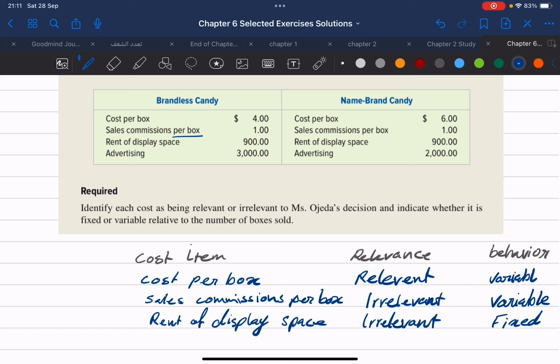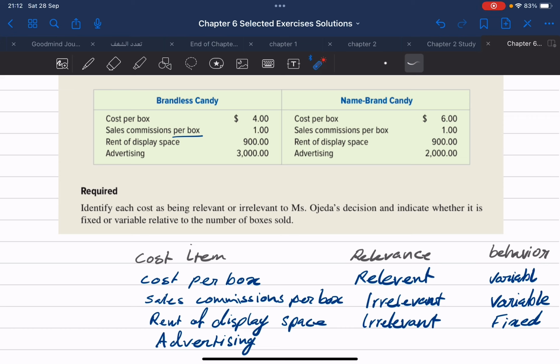Finally, for the last cost item, advertising, let's write it down. Under the brandless candy alternative, she's going to spend $3,000 on advertising, whereas under the name brand candy, she's going to spend only $2,000. Since the candy is of a known brand, she's not going to have to spend as much advertising that specific candy. Hence why the advertising cost is lower here.